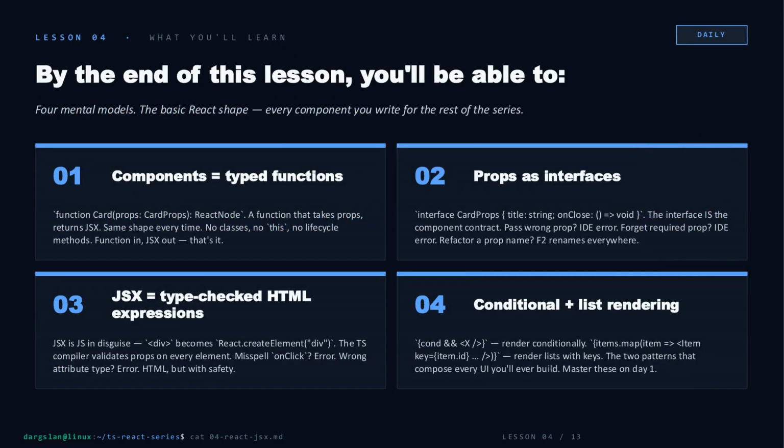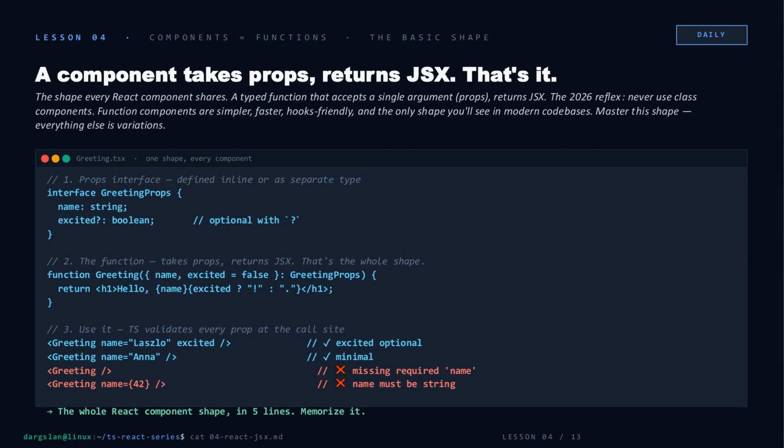Here's the map for today. 4 mental models that compose every React component you'll ever write. 1. Components are typed functions, props in, JSX out. 2. Props are interfaces, the contract the compiler enforces. 3. JSX is just type-checked HTML, validated element by element. And 4. Conditional and list rendering, the 2 patterns behind every UI. Master these, and the rest of the series is just variations on this shape. So let's install that first model right now.